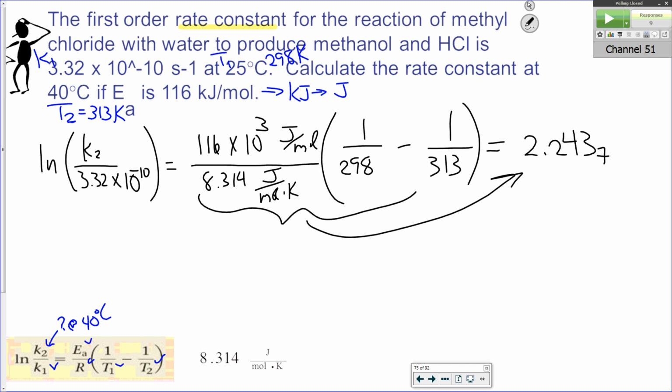Right, so now I know that the natural log of K2 divided by whatever K1 is, that value is equal to this number, 2.2437. So I want to isolate what K2 is. So I need to take the anti-log of both sides. So I'm taking E to the ratio of K2 divided by K1. And I've got to do that to both sides.